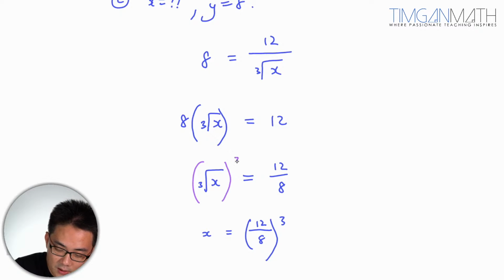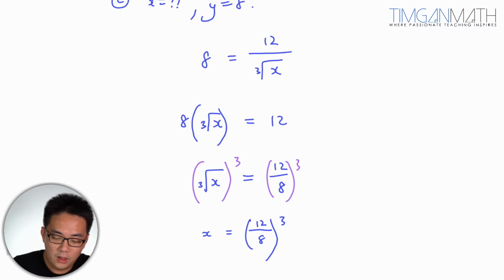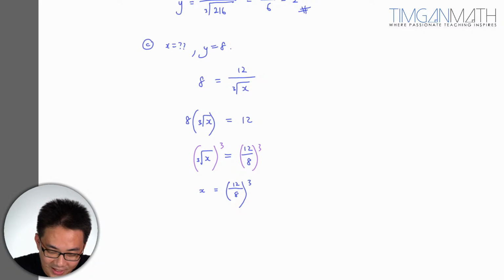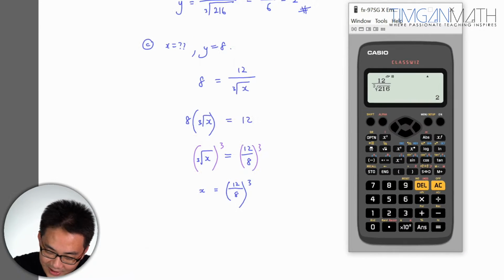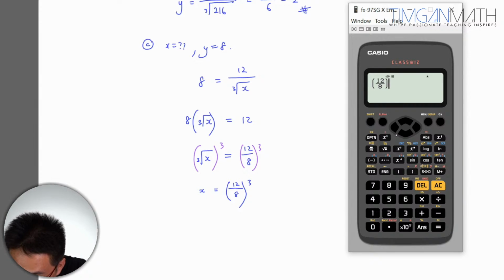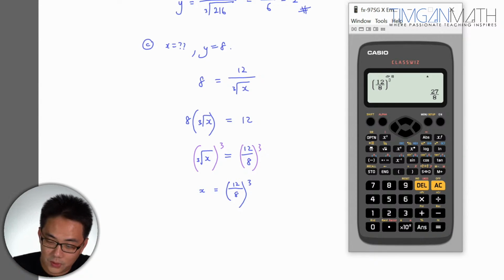So this is cubing it, this is cubing it as well. That's pretty okay. Then we will have the answer. We're just going to take 12 divided by 8, which could be simplified, and cube it. Hopefully you get cube and cube it like that, right? Okay. So it's 27 over 8.